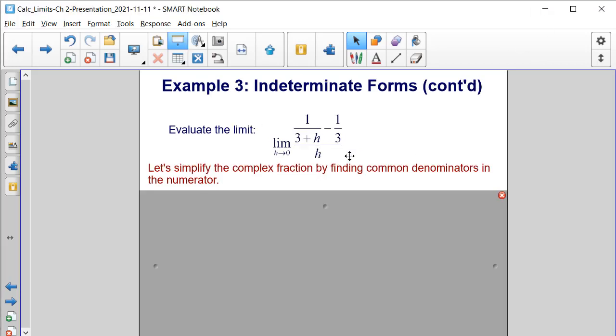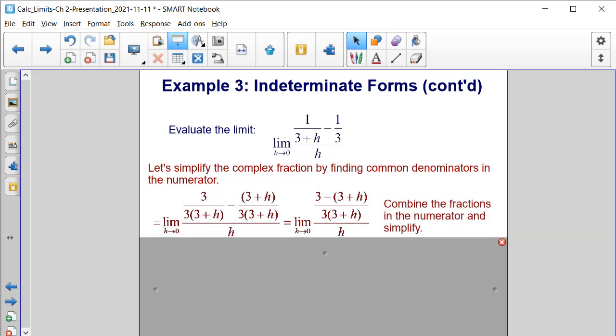Let's simplify the complex fraction by finding common denominators in the numerator. So we're going to multiply this first fraction by 3 over 3, and the second fraction in the numerator by 3 plus h divided by 3 plus h. And when we do that, we will get 3 minus the quantity 3 plus h over 3 times 3 plus h, all divided by h.